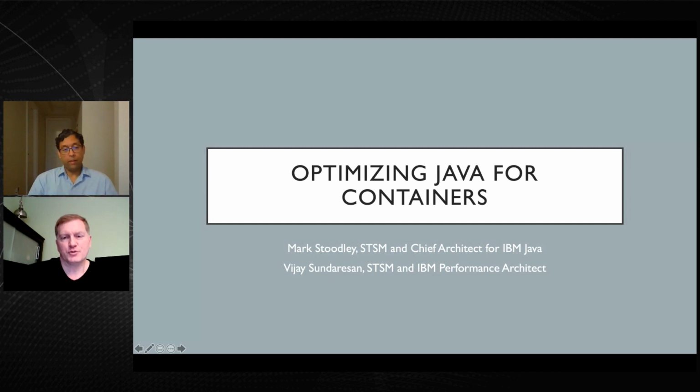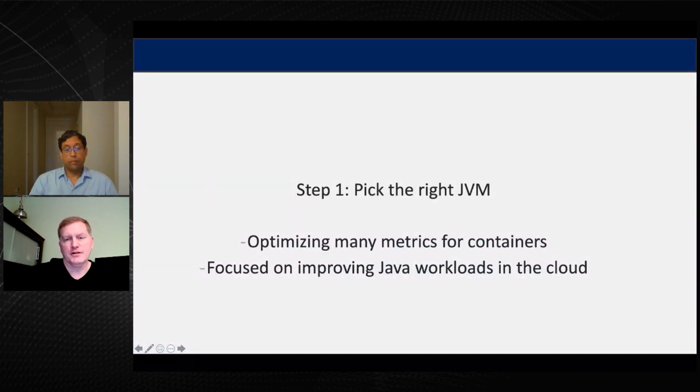Great, thanks. So we're here today to talk about optimizing performance for container-based Java workloads. And we're going to start off with a very quick step one. The first thing you need to do is pick the right JVM to run your Java workloads. And one of the reasons for that is that there are many, many different performance metrics that matter for containers, and they matter differently for containers than when you're running outside a container. Also, there are some concerns and considerations that come into play when you're running containers in the cloud that are important as well. So let's dive right into this.